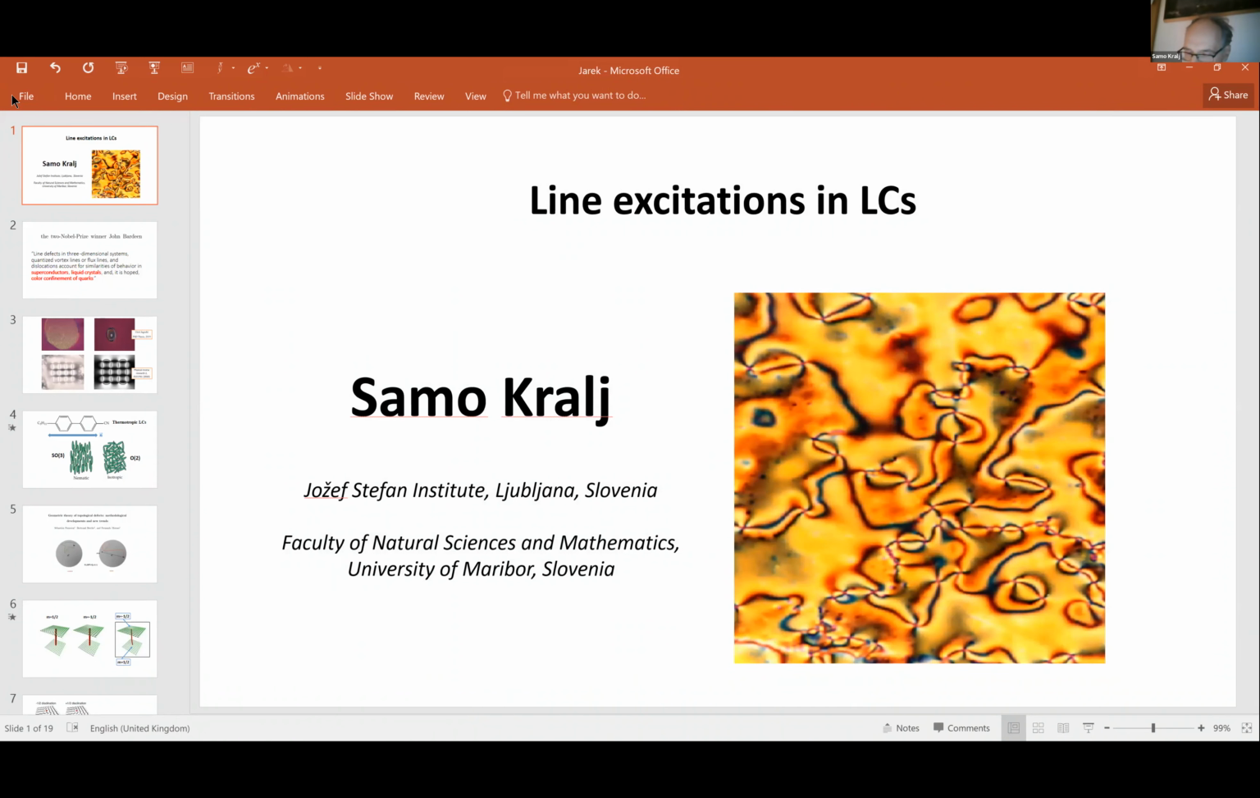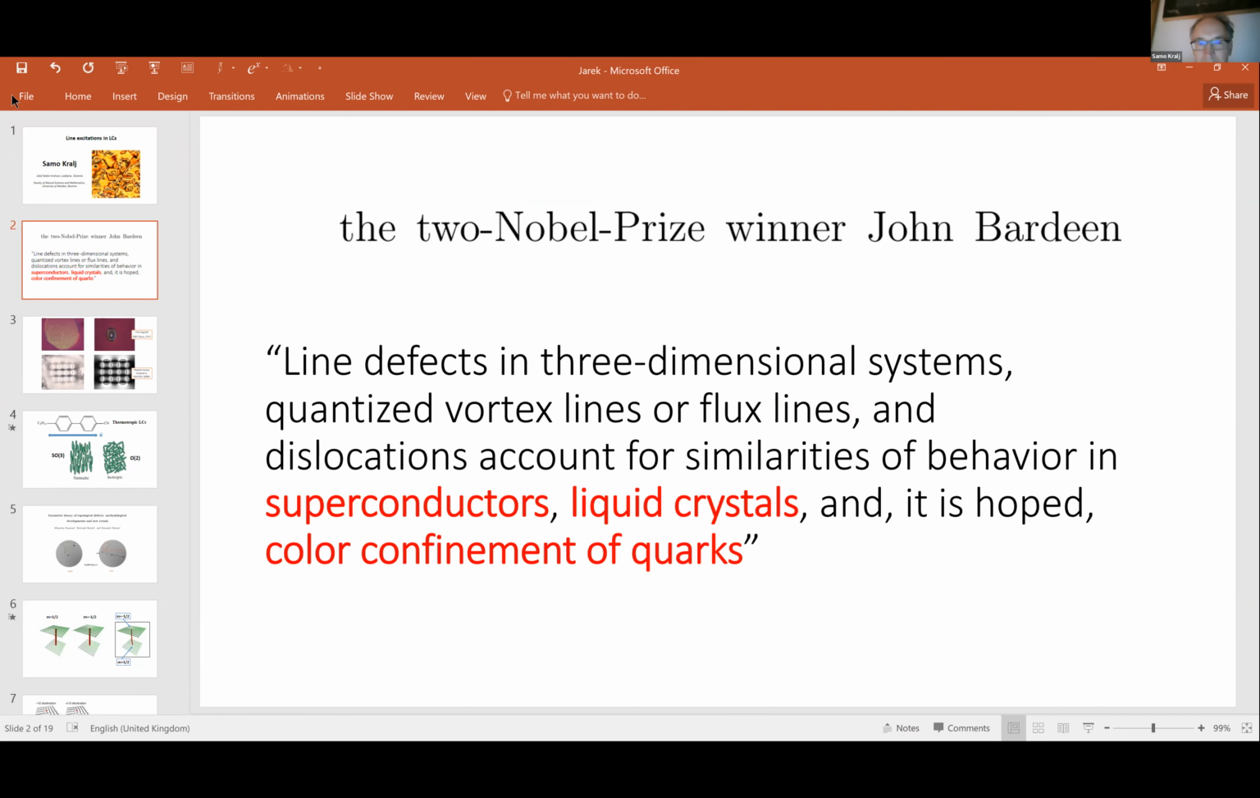Alright. So I will talk about some excitations in liquid crystals that might be interesting for you. I'm not very familiar with these models, but we observe some excitations that we think might be of interest for a broader audience. So I will talk about line defects. In liquid crystals, it's very easy to monitor them, to create, observe, and stabilize.